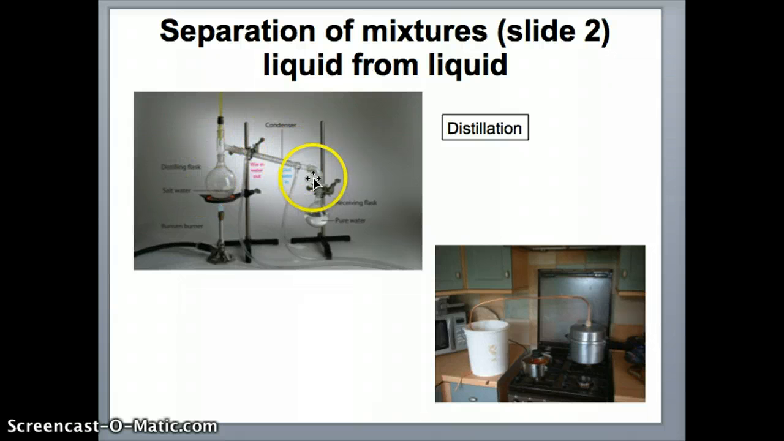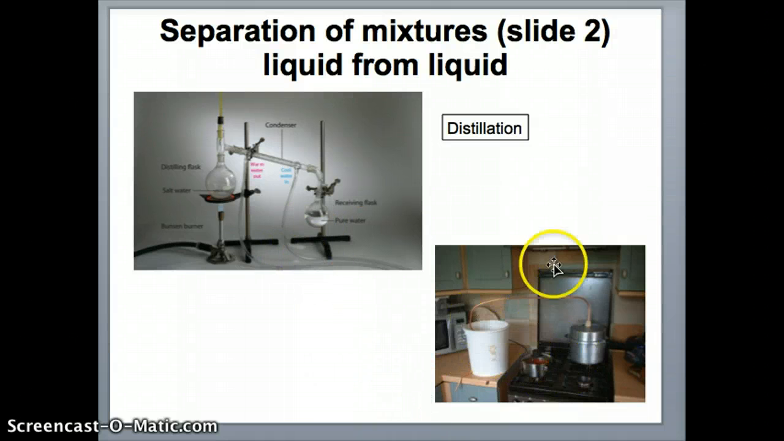Once the gas gets here, because it's colder, it condenses back, or forms liquid again. So you're effectively separating the water, because the water hasn't boiled off yet, from the alcohol, because the alcohol has boiled and then recondensed here to form liquid ethanol.